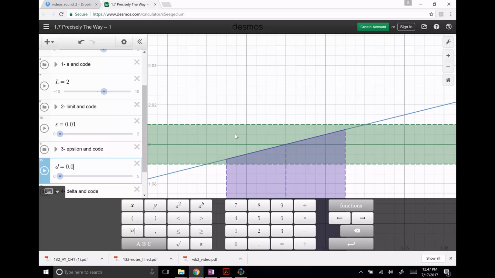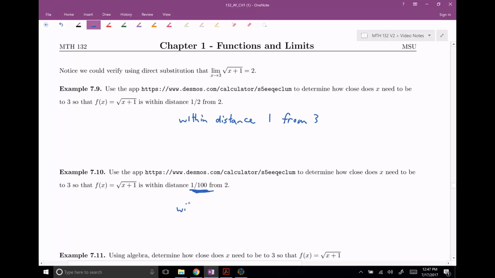But again, there are multiple correct answers. Within distance 0.02 would be a good one, or 0.01 would be a good one. But so long as I stay pretty darn close to 3, the claim is the function is very, very close to its limit 2. Okay, so in this case, if x is within 3/100ths away, so within distance 0.03 from 3. So again, that's how close x needs to be to its a value, 3, so that the function is within distance 1/100th from 2.